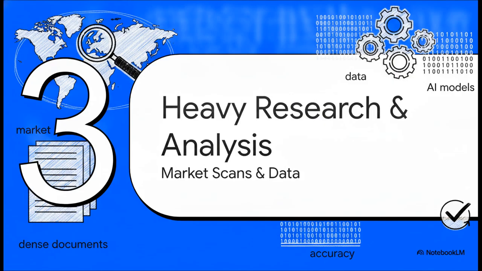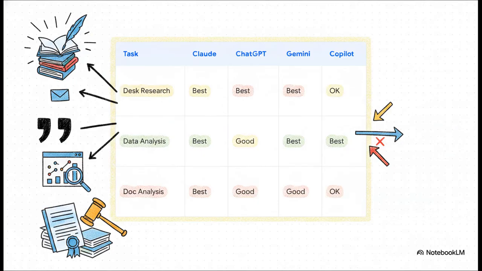All right, on to Section 3, heavy research and analysis. This is all about market scans and data crunching. This is the heavy lifting of the workday, where accuracy is simply non-negotiable. Notice how the landscape of which tool is best completely shifts the moment we move away from standard writing. The tools that dominated simple email drafting aren't necessarily the ones you want reading a 50-page legal contract or crunching thousands of rows of data.